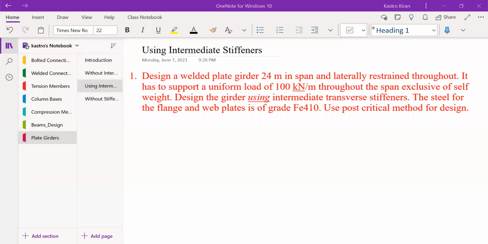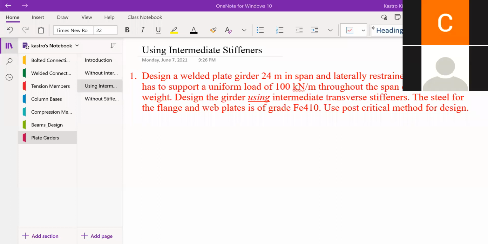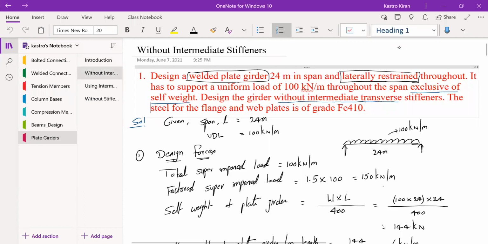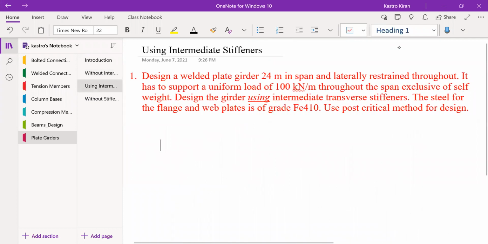In the last class, we were talking about how to design a plate girder without using intermediate transverse stiffeners. Technically, we have used the end bearing stiffeners, right? So in the previous problem, we have used the end bearing stiffeners, but we haven't used the intermediate transverse stiffeners. But in today's class, the same problem will be there.